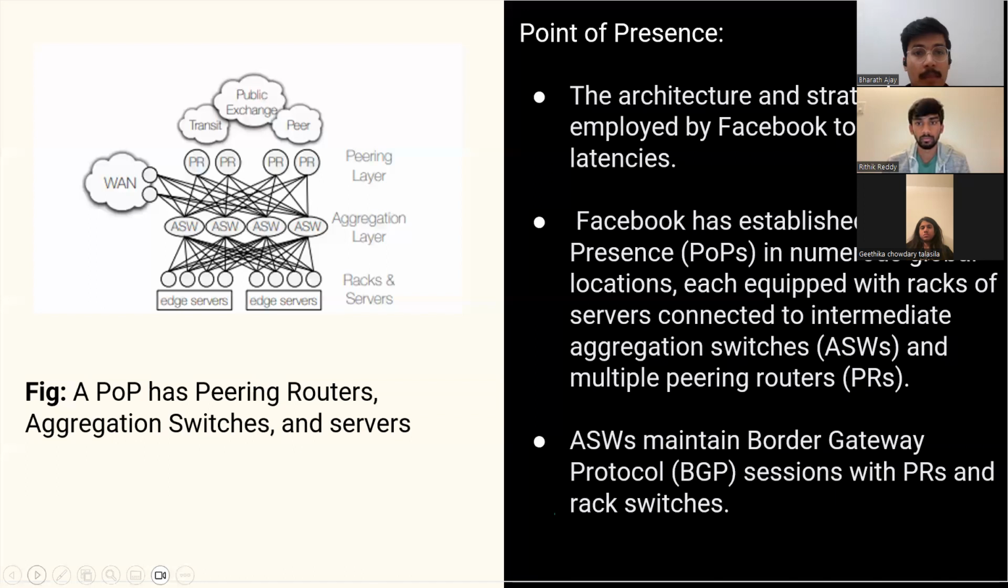Moving on to the next slide, point of presence. A point of presence is a location where telecommunication or network service providers place their equipment to interconnect and exchange traffic. The architecture and strategies employed by Facebook reduce these latencies. Facebook has established points of presence in numerous global locations, each equipped with racks, servers connected to intermediate aggregation switches like ASW, and multiple peering routers, PR. Here, ASW maintains the Border Gateway Protocol sessions with multiple peering routers and rack switches.